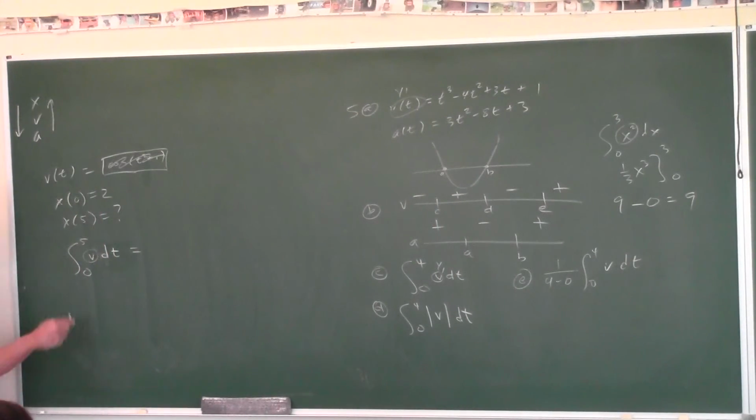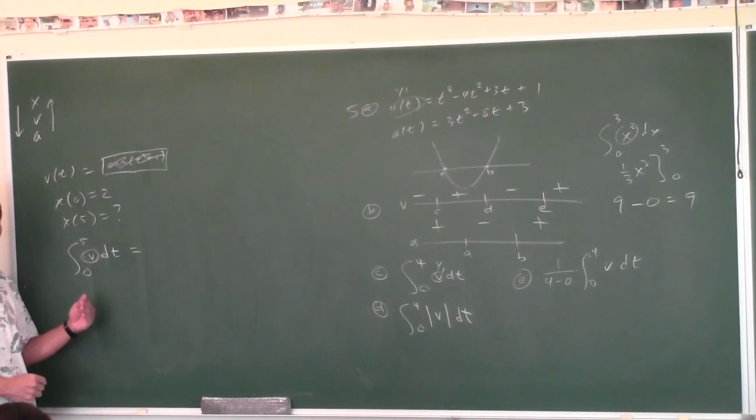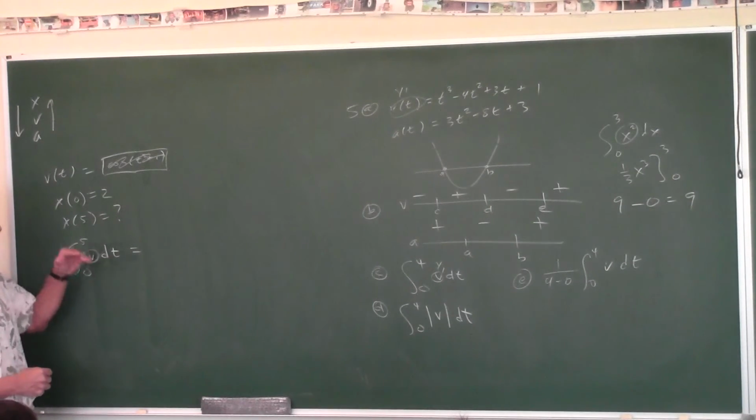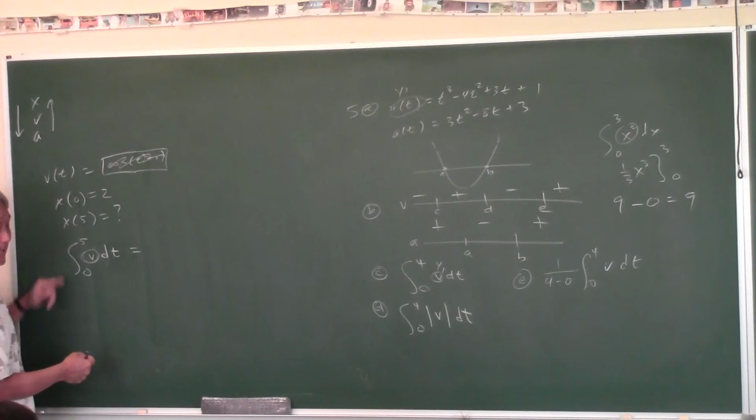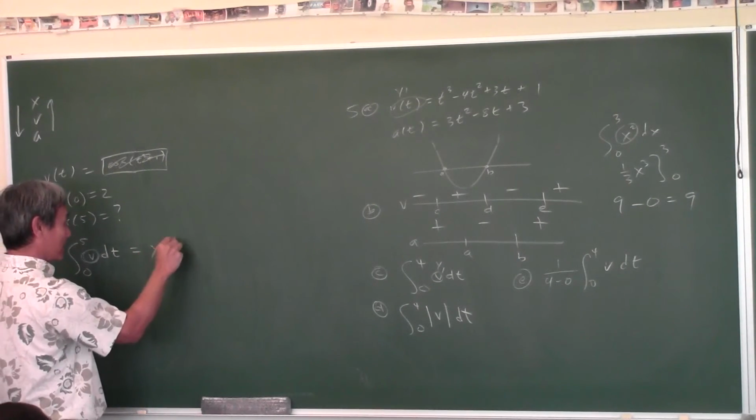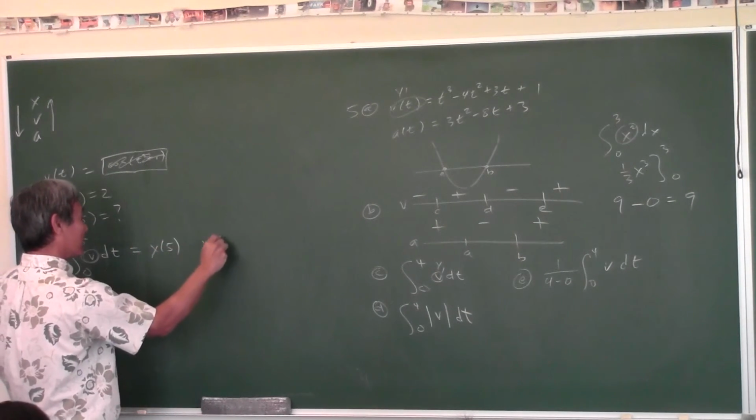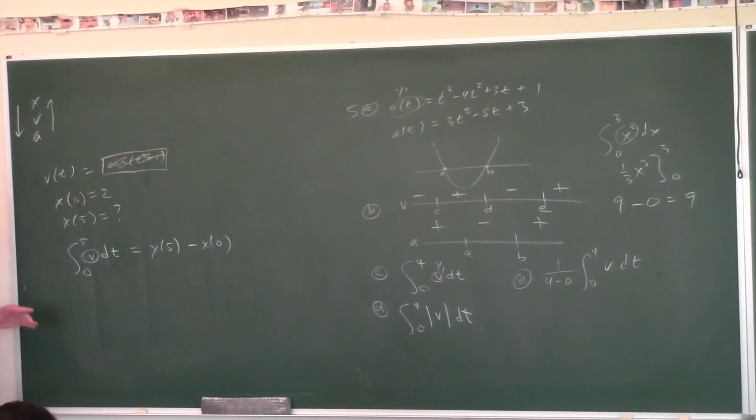So I'm going to do the same thing. What's the antiderivative of the velocity? Antiderivative. Position. Plug in the top number, plug in the bottom number, and subtract. This is called the fundamental theorem of calculus part 2.